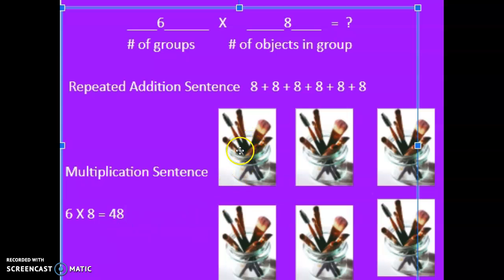Now again, it's not a big issue if you want to count by your ones and come up to each picture and count by 1. That's perfectly fine too. Whatever way makes it easiest for you to figure out what the total number of brushes in the jar are is okay to use. So we want to know how many brushes are in the jars total. In this case, there are 48 brushes in all.